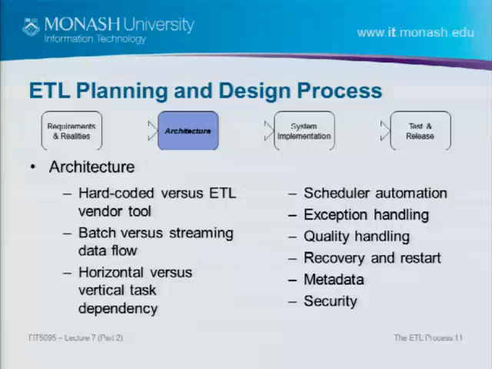The other big one's horizontal versus vertical task dependency. That means, do we do one system at a time? Do we do the sales system, then we do the purchasing system, then we do the general ledger system separately, and then bring them together in the target? Or can we do parts of the systems together? And this is depending on how your integration.